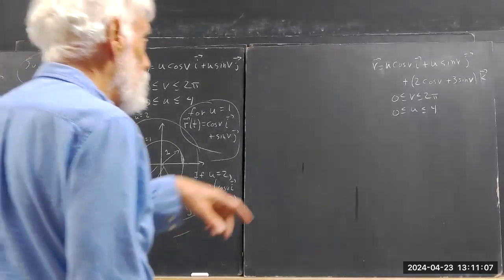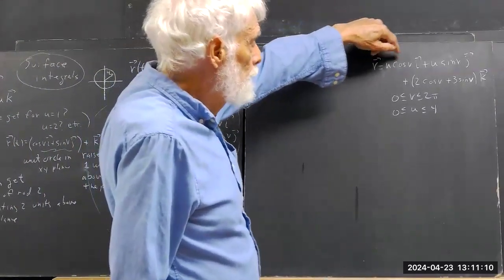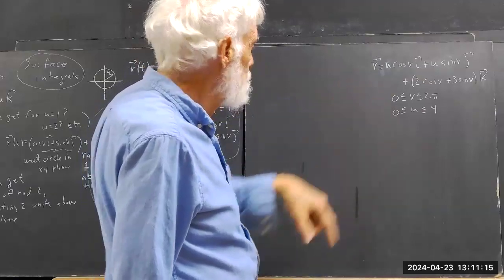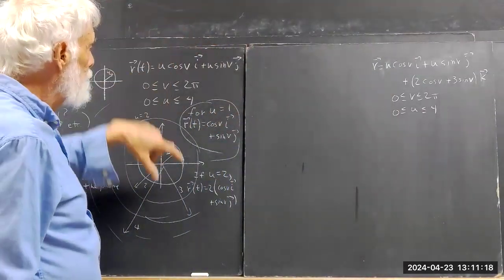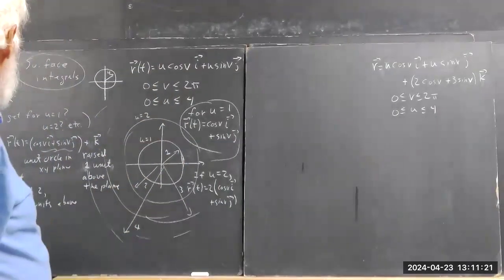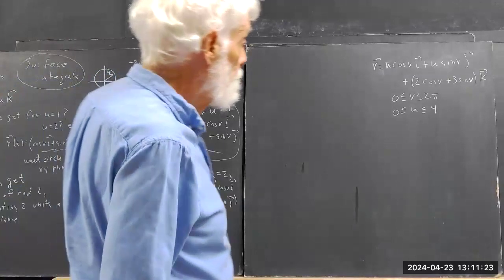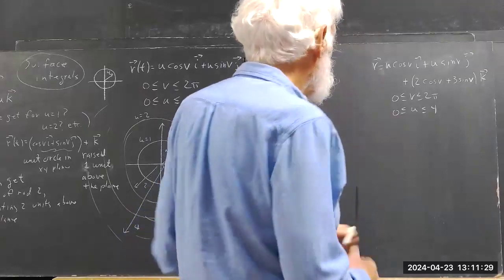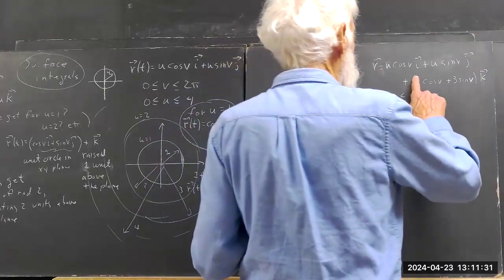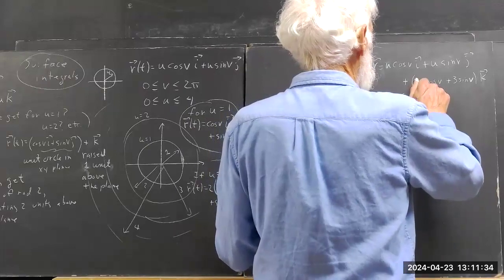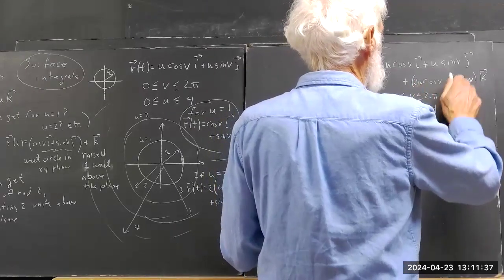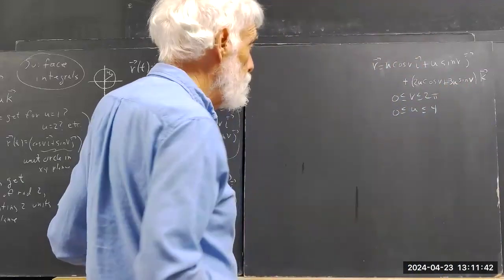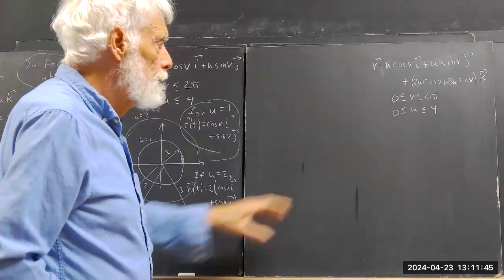All right, I finally got this written down the way I wanted to. R is U cosine V i plus U sine V j, V from 0 to 2 pi, U from 0 to 4, the same as what we have here, except now we're going to add, instead of just U, 2U cosine V plus 3U sine V. Okay, so what is this?